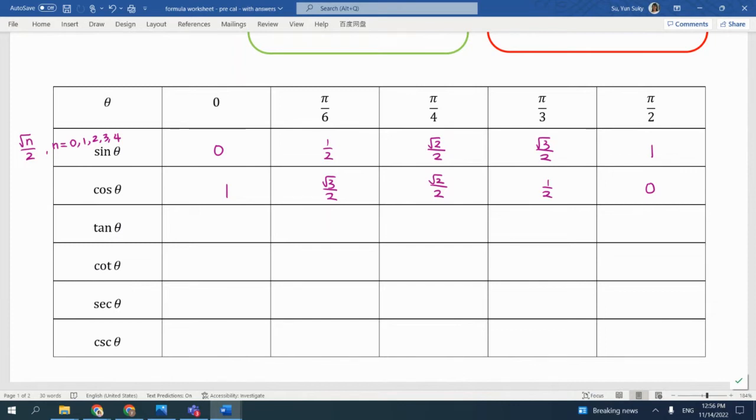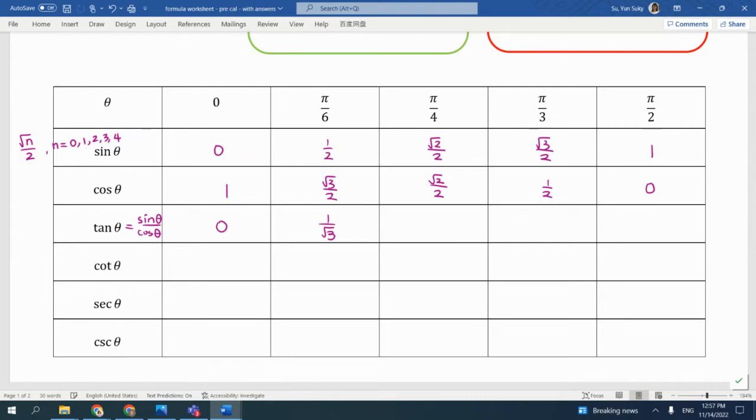Everybody okay? And then how about tangent? We know that is sine over cosine. So 0 over 1 is 0, right? And then 1/2 over root 3 over 2. The halves cancel. We get 1 over root 3.